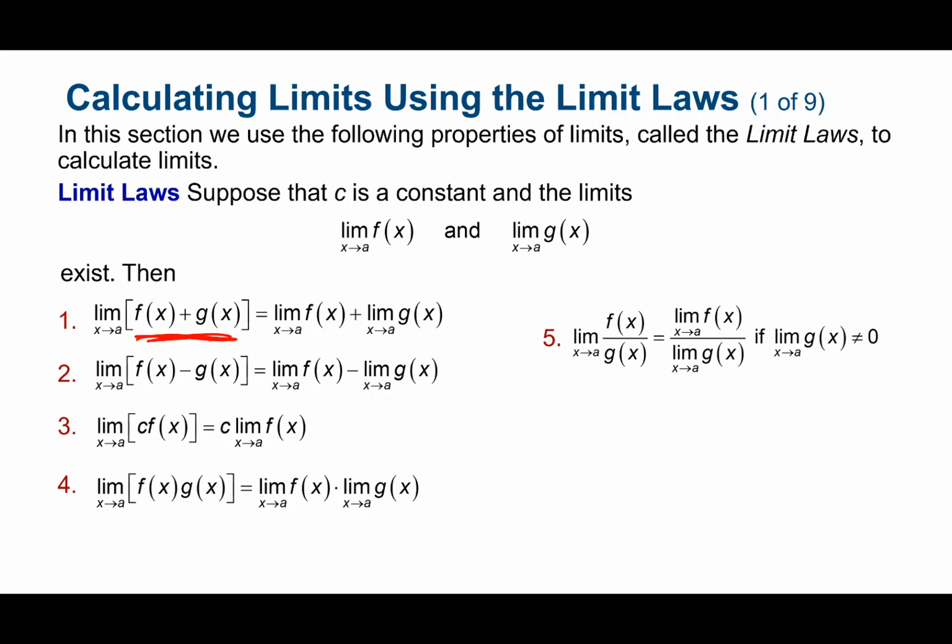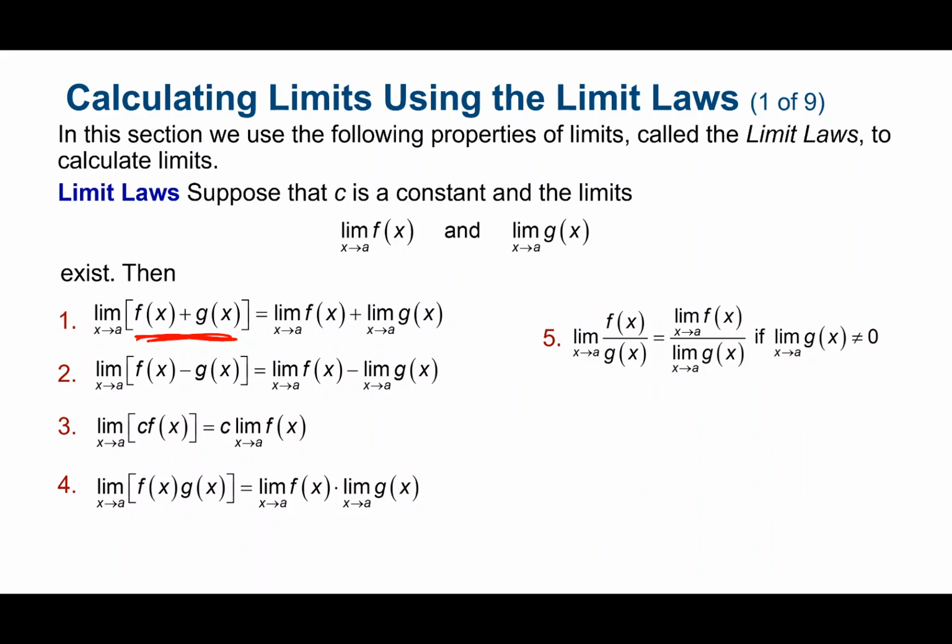Number 4 can be really helpful. It says if we want to know the limit of a product, it's the product of the limits: find the limit of each piece, and then multiply those answers. And number 5 says if we want the limit of a quotient, a fraction, that's the limit of the top over the limit of the bottom.